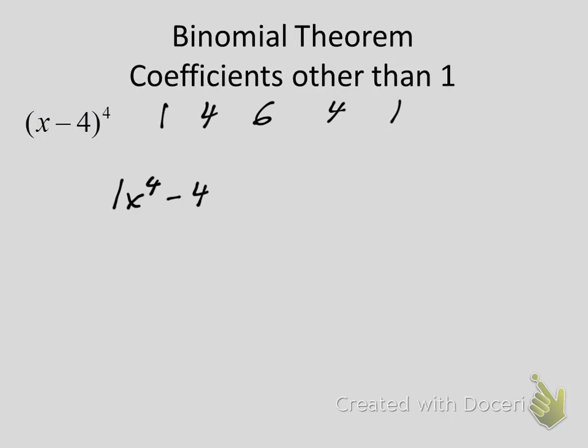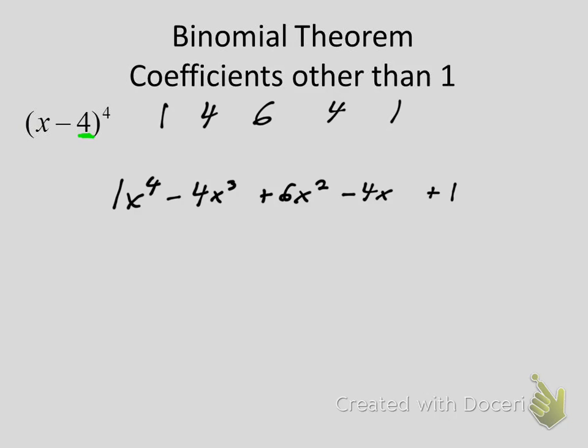Okay, we know we have 4 and x to the 3rd. Plus, 6, we'll have 6, x to the 2nd. Minus 4x. Plus 1. Okay? Now, that's everything but not including the what? The 4.